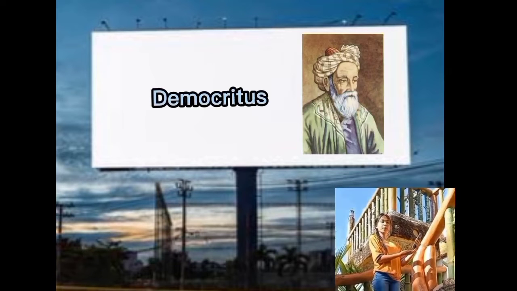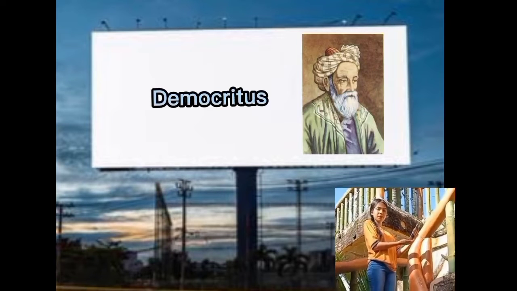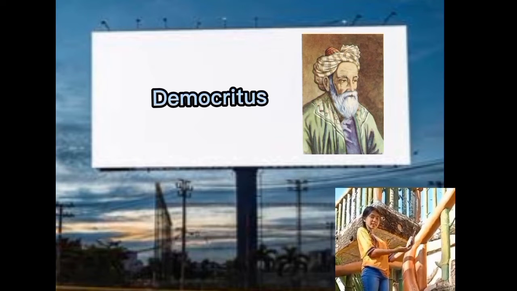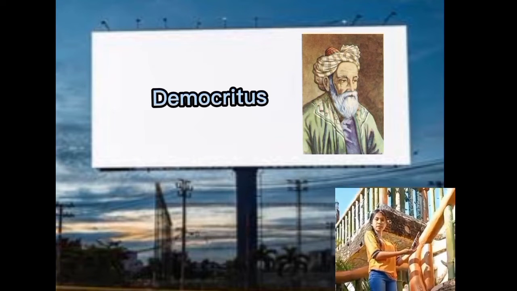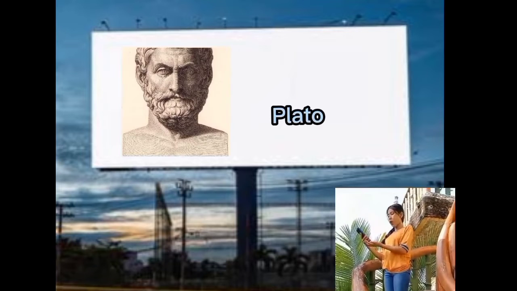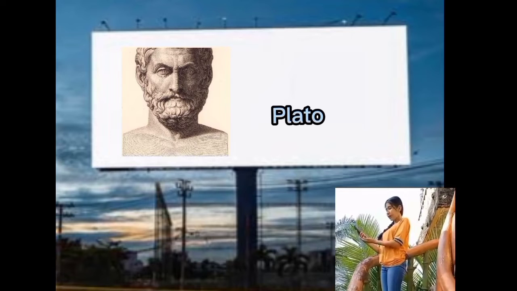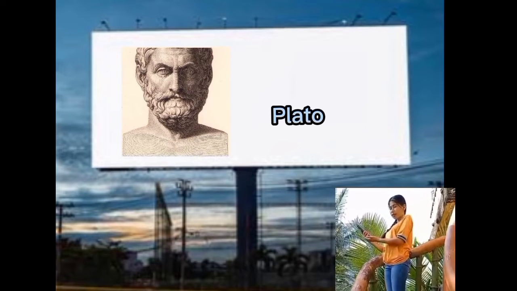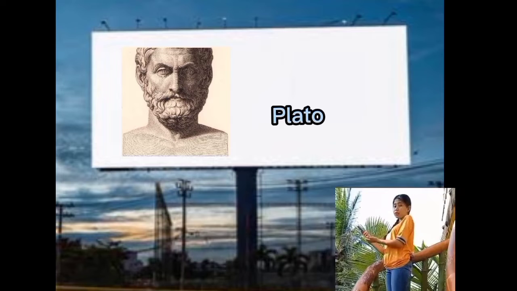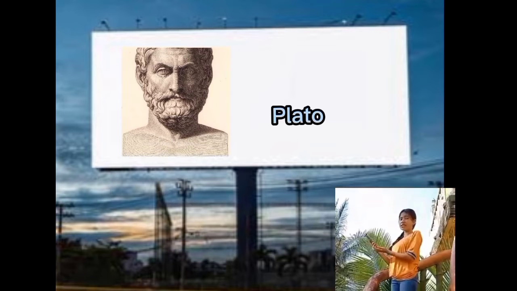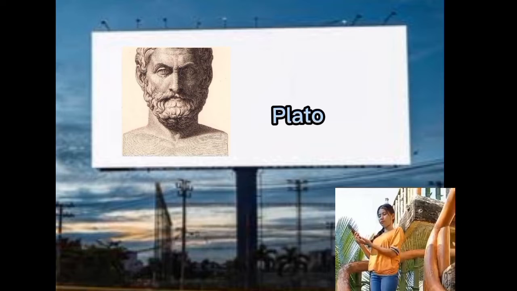And then, the third one is Democritus. He is a pioneer of mathematics and geometry in the 5th and 4th century before the Common Era. He introduced the idea that an infinite number of points make up a line. Next one is Plato. Plato is a philosopher and mathematician, writer of philosophical dialogues, and founder of the Academy in Athens, the first institution of learning in the Western world.